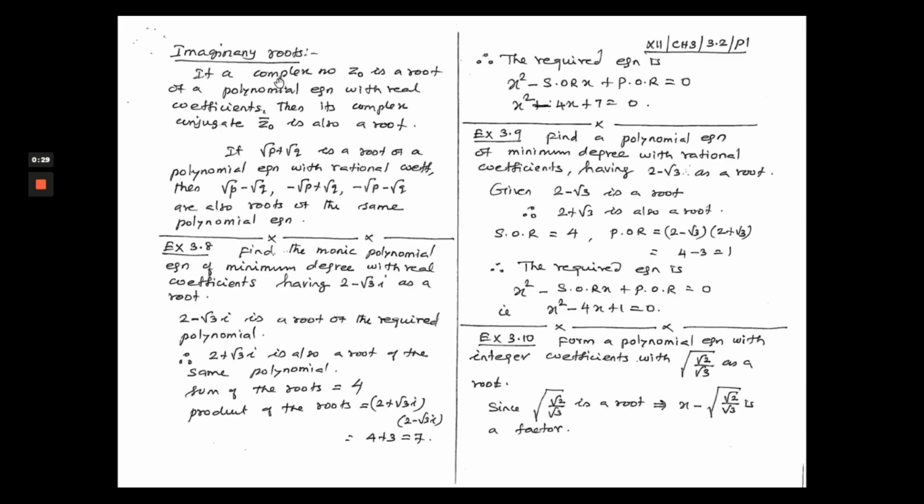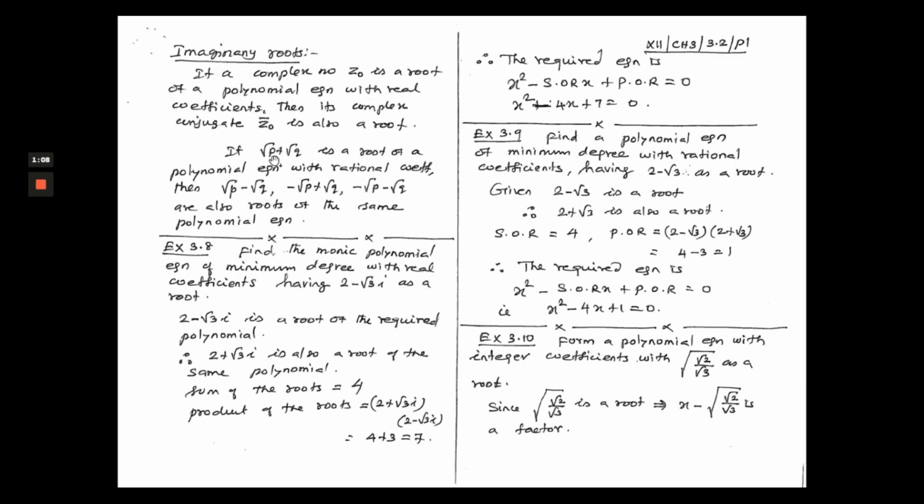If a complex number z0 is a root of the polynomial equation with real coefficients, then its complex conjugate z0 bar is also a root. That means z0 is a complex number, z0 bar is the conjugate of the complex number. ஒரு காம்ப்ளெக்ஸ் நம்பர், இன்னொரு கான்ஜுகேட் ஆஃப் த காம்ப்ளெக்ஸ் நம்பர் ரெண்டும் வந்து அந்த பாலினாமியலுக்கு ரூட்டாக இருக்கும் அப்படின்னு சொல்கிறாங்க.